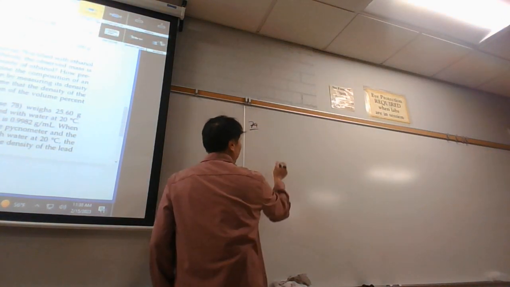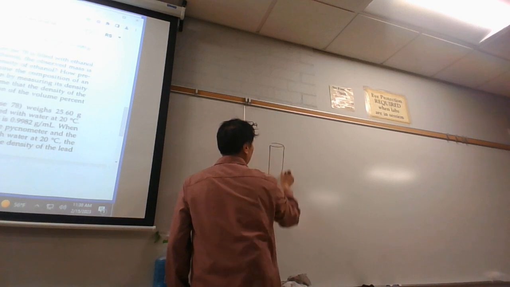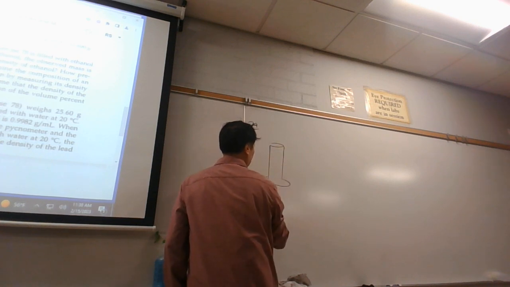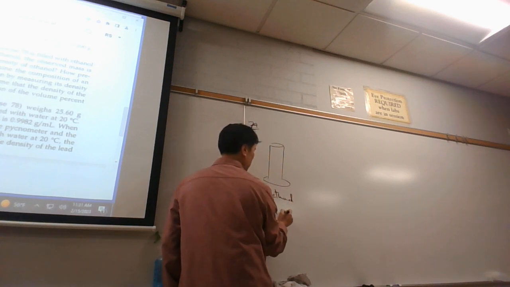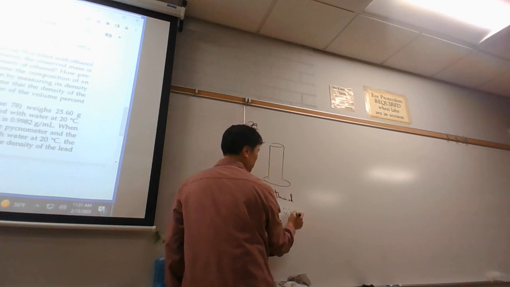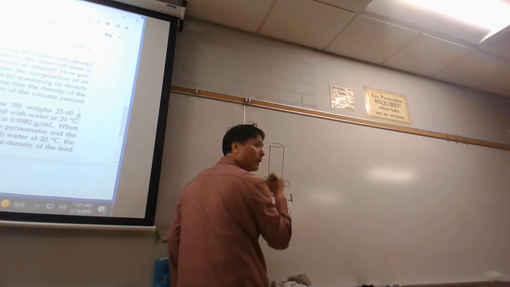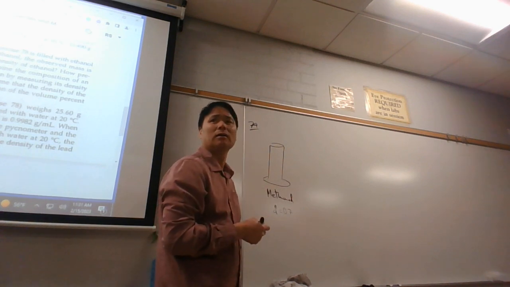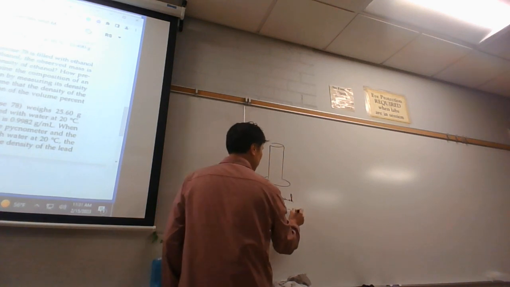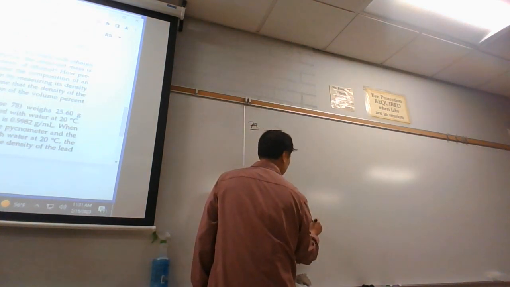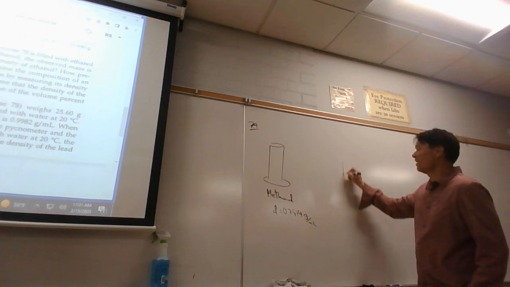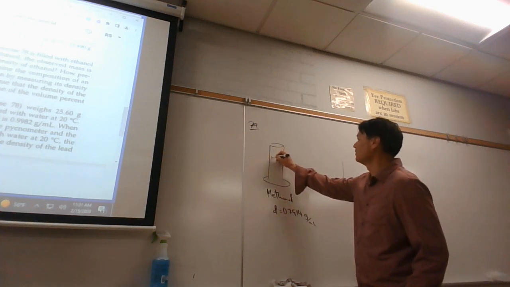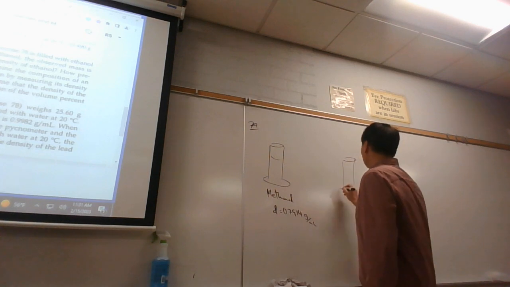All right, for number 79, if we have pure methanol, what was the density of pure methanol? 0.7914 grams per milliliter. Okay, now what we're going to do is, what if we had pure ethanol? What would the density be?